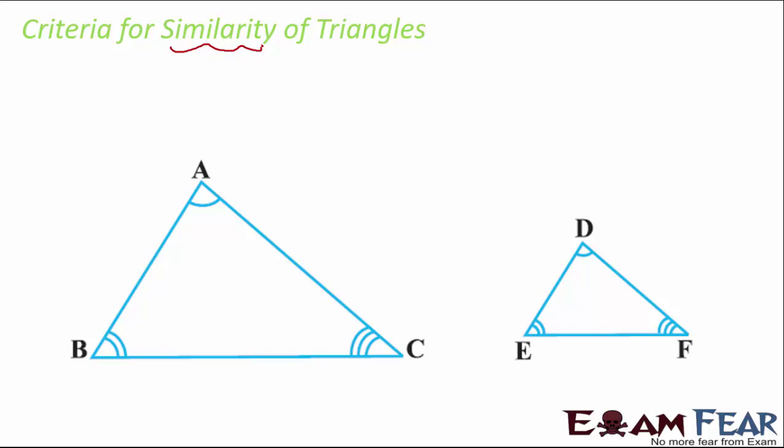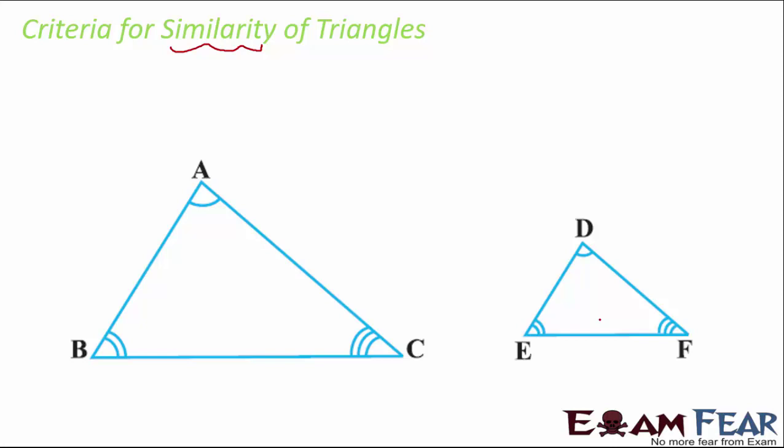But they are similar triangles. Why? Because they have certain similarity. For example, the values of their angles are similar. Besides that, the lengths of their sides are proportional. So that way they are similar, but they are not equal.